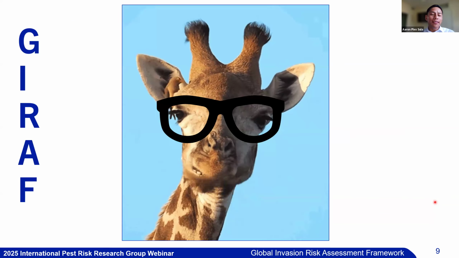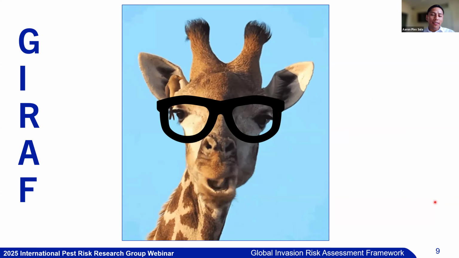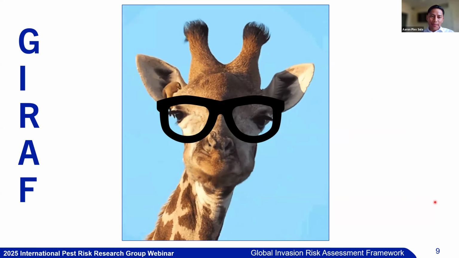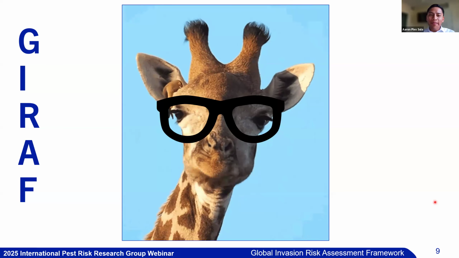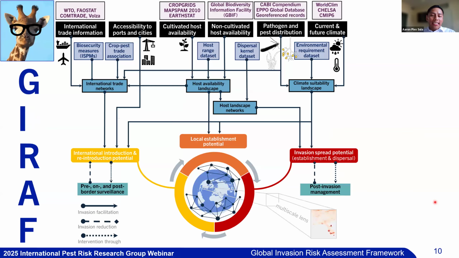So now let me introduce my GIRAF, which stands for Global Invasion Risk Assessment Framework. Now let's go to the serious GIRAF that I am proposing. So GIRAF has many specific components, but for now, please let me focus on the four broad components of this framework. The first component is the integration of data sources, either from publicly available datasets or from expert assembled data, as we are presenting in this study.